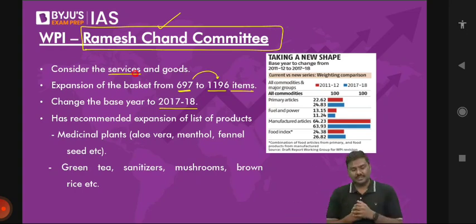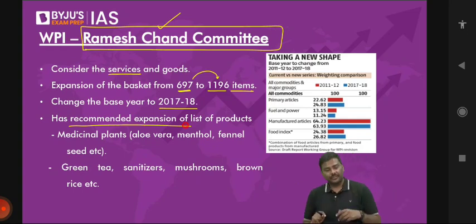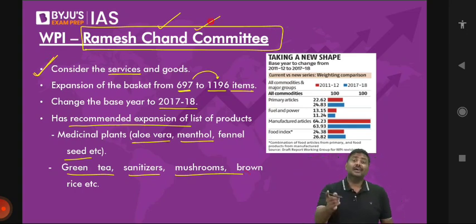And finally, it has also recommended inclusion of some of the commodities which are consumed nowadays in the market. For example, aloe vera, menthol, fennel seeds, green tea, sanitizer, mushroom, brown rice, etc. So these are some of the very important recommendations which were given by the Ramesh Chand committee. And as far as I know, it is yet to be implemented. Now let me go forward.